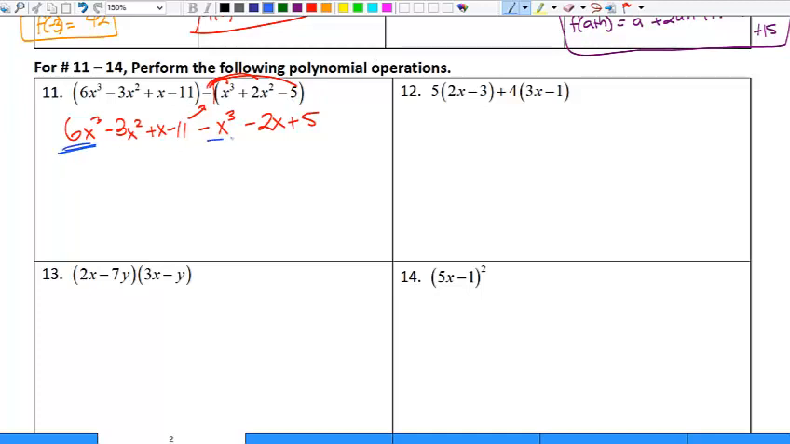Alright, here. So now all I'm going to do is combine like terms once I've distributed the negative. 6x cubed minus 1x cubed, that gets you 5x cubed. The next like terms are negative 3x squared. And oops, I dropped a squared right here. I'm sorry about that. That was supposed to be a negative 2x squared. Please forgive me. So negative 3x squared minus 2 more x squared is negative 5x squared.